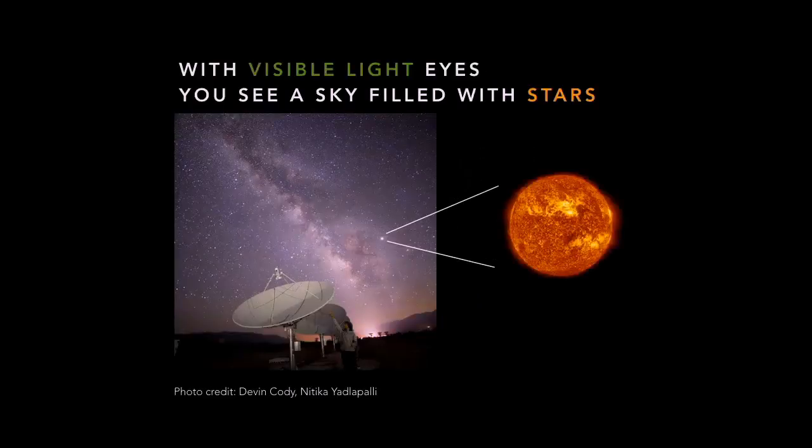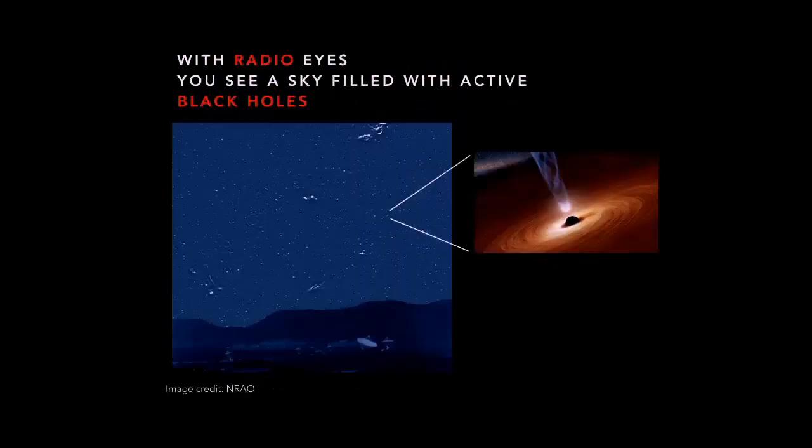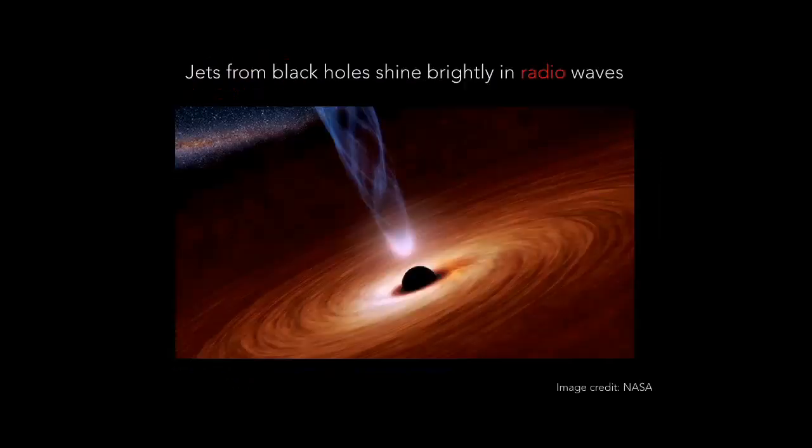One of the things that we definitely are going to find is black holes. When you look up in visible light, you see lots of points in the sky, and almost all of these points are stars, right? You zoom in enough, and it looks something like that. This is an artist's impression. Actually, it's probably an image of the sun. However, if you look up with radio eyes, you see a bunch of points too. But instead of being stars, most of these points are actually black holes. And these black holes are shooting out jets at nearly the speed of light, like that. And these jets shine very brightly in the radio.